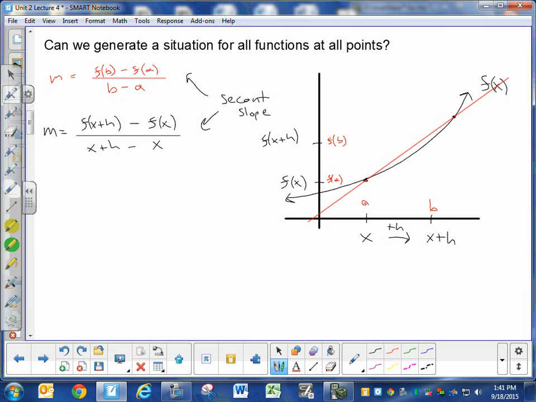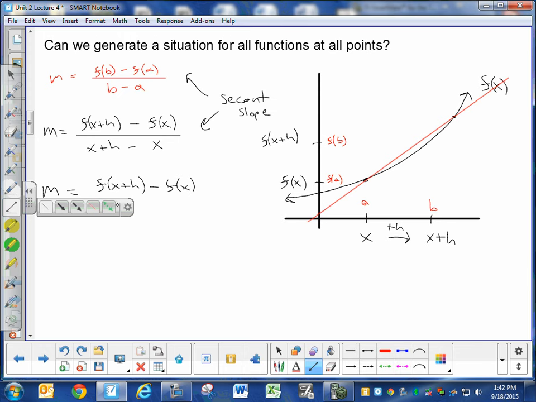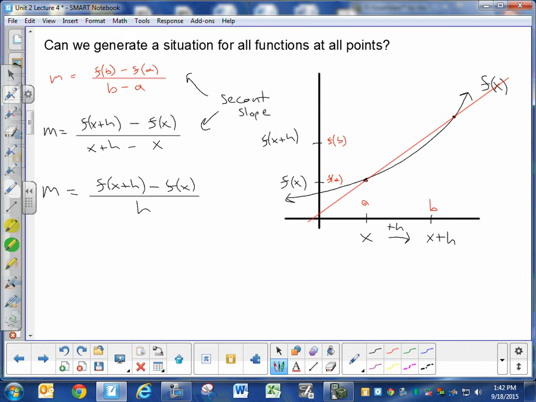All right, what can I do, Mr. Gibbs, that you can see algebraically with that new formula for my secant slope? Good. The x's will cancel. So all of a sudden, this can be simplified a little bit. Okay. This is still a secant slope right now.